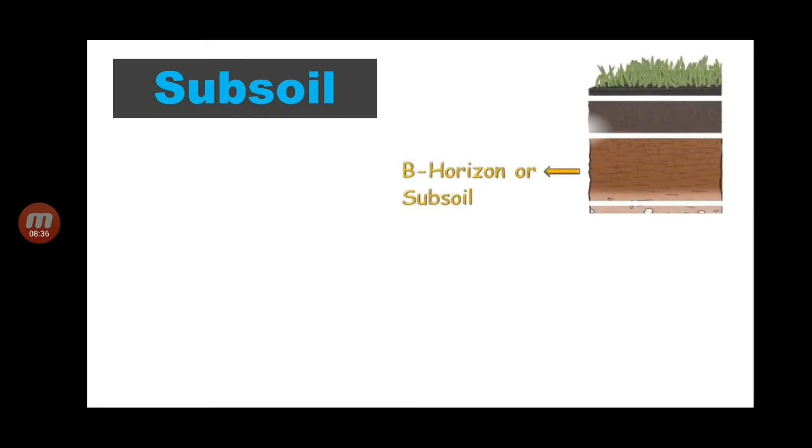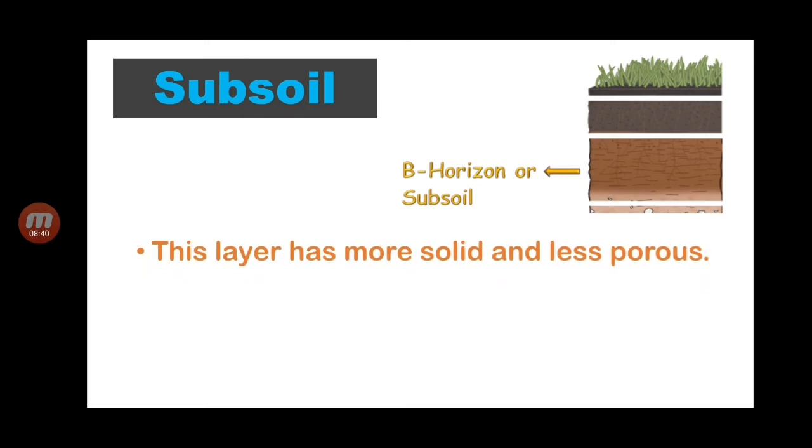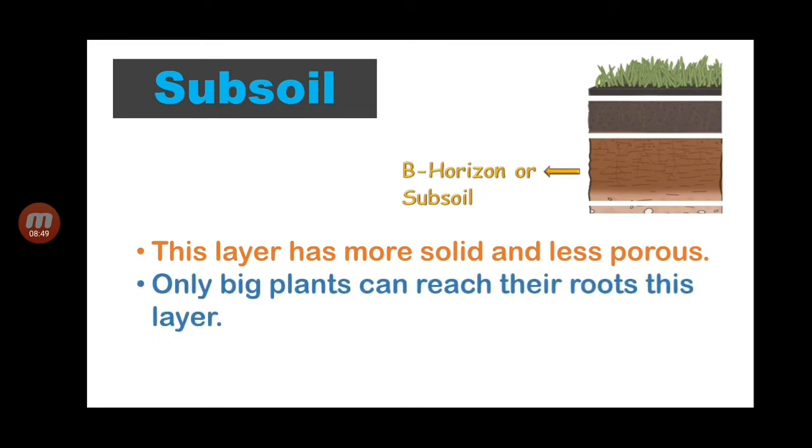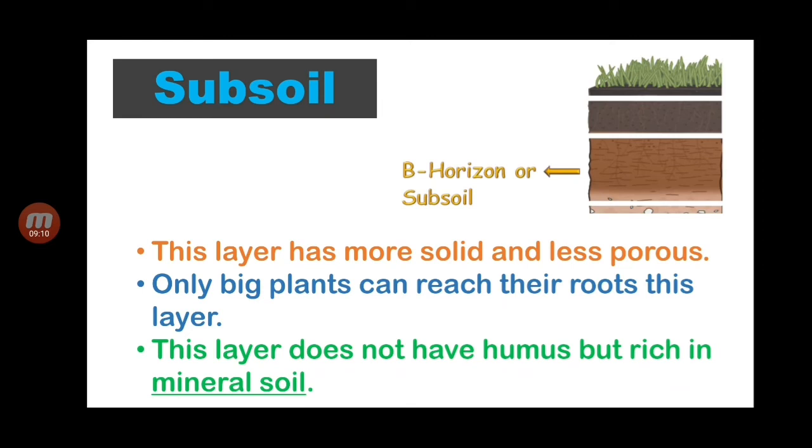Okay, let's proceed. The next layer, or the third layer, is the subsoil, or what we call the B horizon. The B horizon is more solid and less porous, right? Only big plants or trees can reach their roots into this layer, because this layer does not have humus, but it is rich in mineral soil. That's why big plants, which need mineral soil, can reach their roots into this layer. The subsoil. Remember, subsoil is rich in mineral soil.